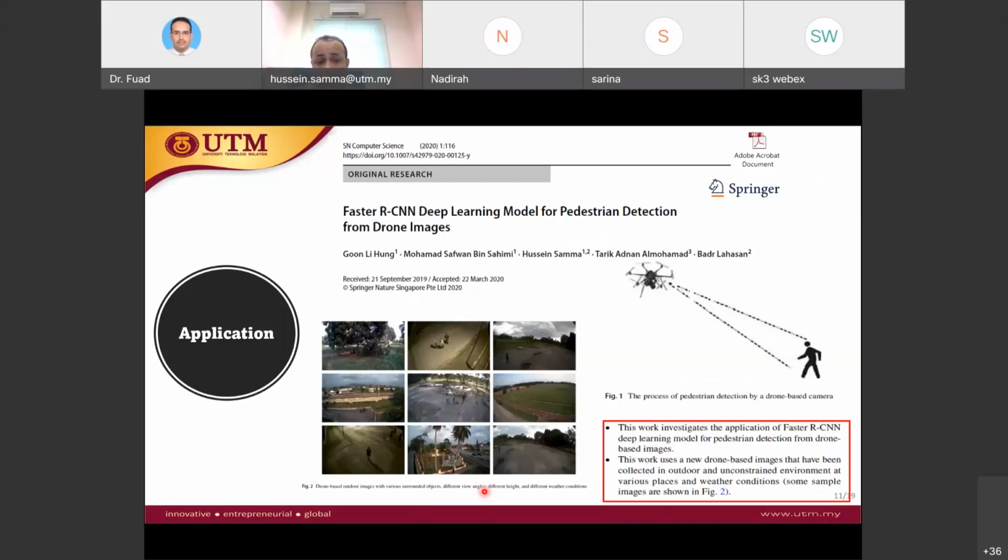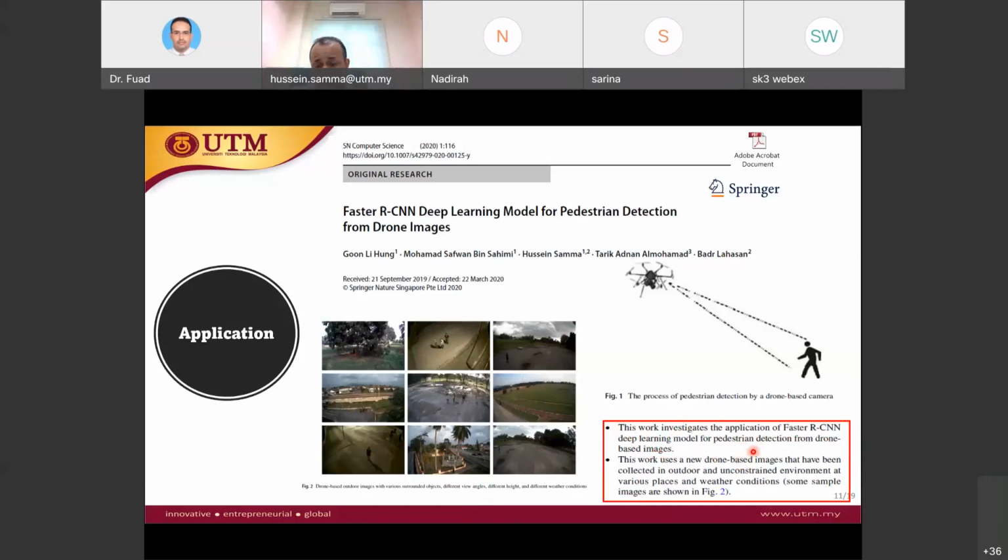If you look at the title of our paper here, we just utilize Faster R-CNN as it is, and we apply it for the problem of human detection from drone images. If you look at the title, it sounds attractive, but in terms of contribution or modification, it is nothing. We just apply the model as it is. So what's the contribution of this paper here? We just investigate the application of Faster R-CNN for the problem of pedestrian detection.